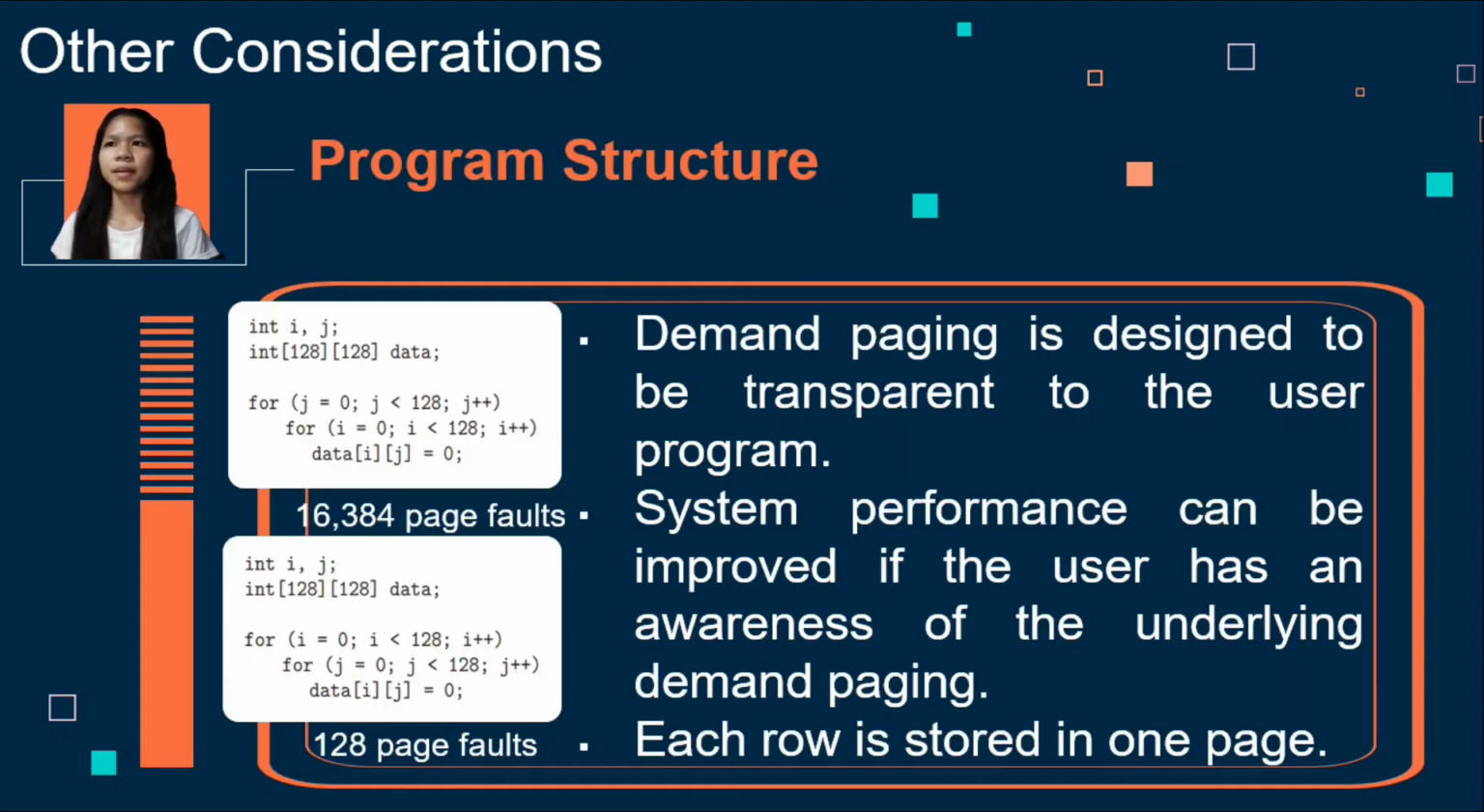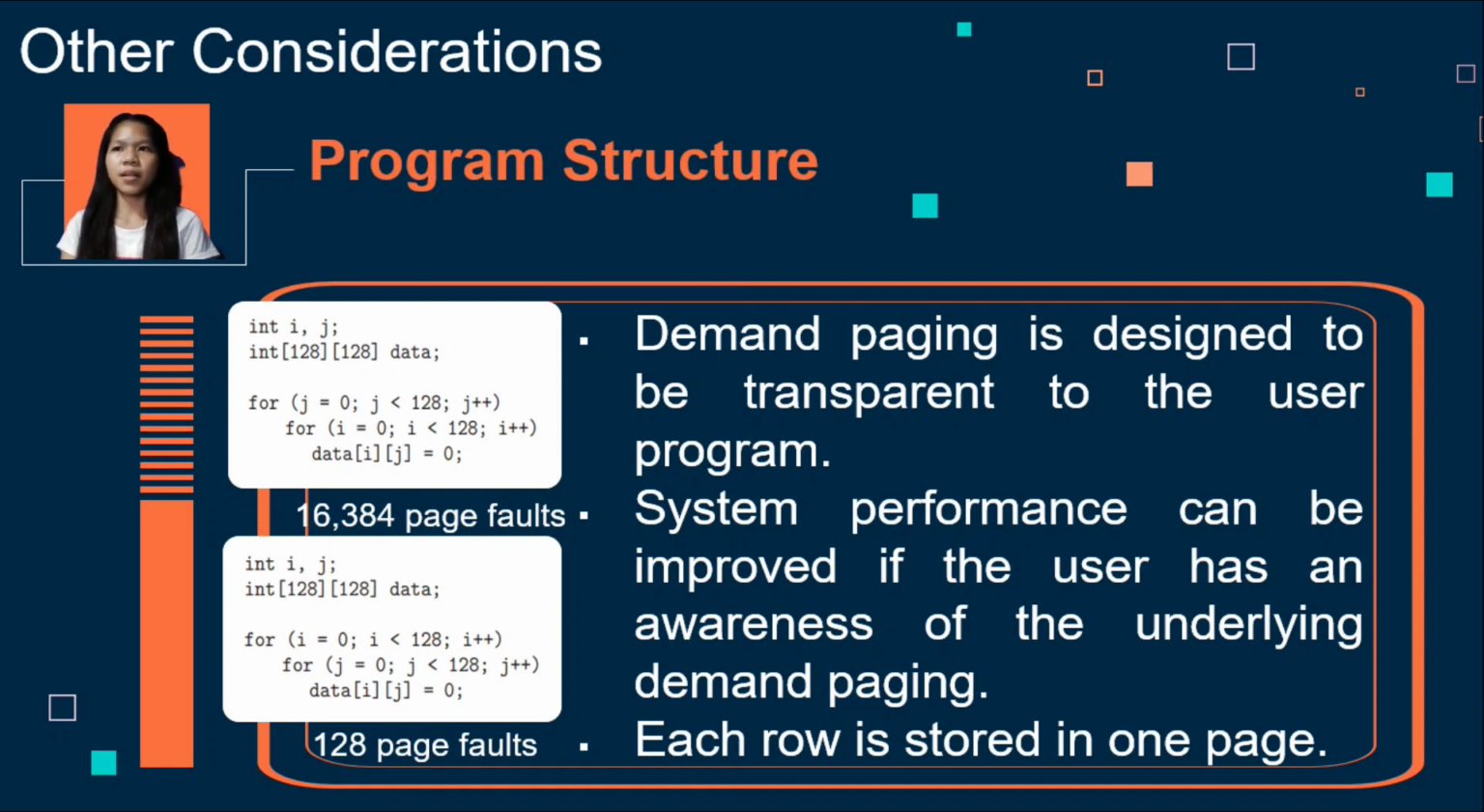Program structure. Demand paging is designed to be transparent to the user program. Let's look at an example. Assume that pages are 128 words in size. Consider a C program whose function is to initialize to 0 each element of a 128 by 128 array. Notice that the array is stored row major. For pages of 128 words, each row takes one page. Thus, the preceding code zeros one word in each page, then another word in each page, and so on.